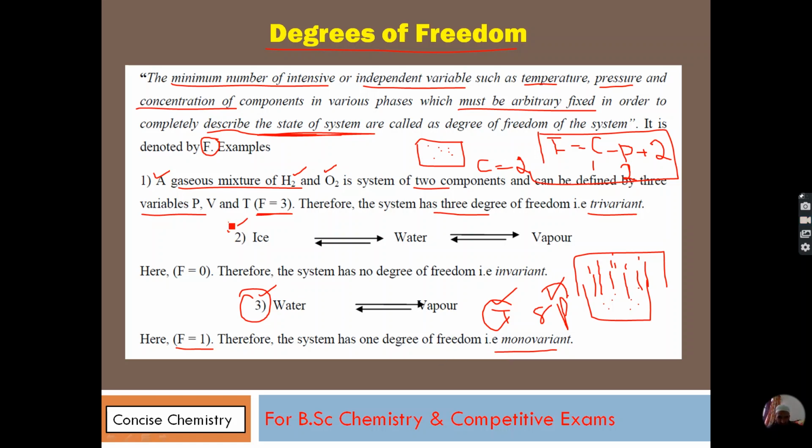Now let's move to this example number 2. That is ice, water and vapor equilibrium. And as per him, he says that F is equal to 0. So that means it has no degree of freedom. It is an invariant system. Now what does that mean? Now इस example को हम understand करेंगे in the next class, that is the phase diagram of water. But still I will try to go to the basics. So let's try to understand how F is 0 in this case. Let's move to the next slide.